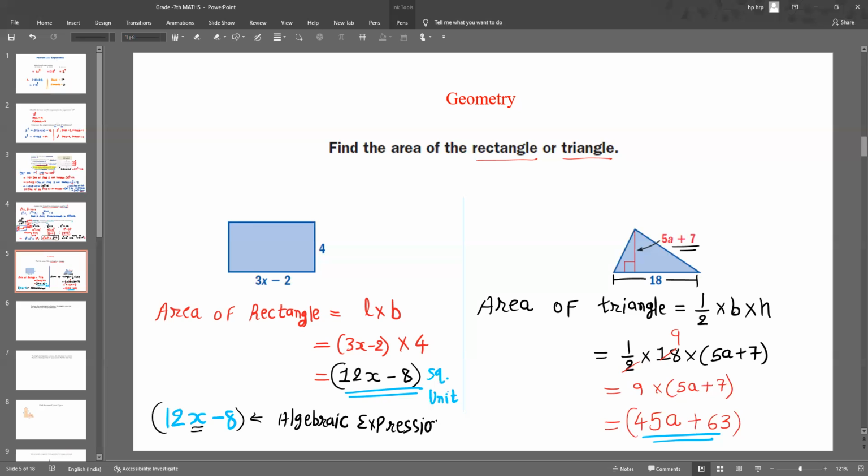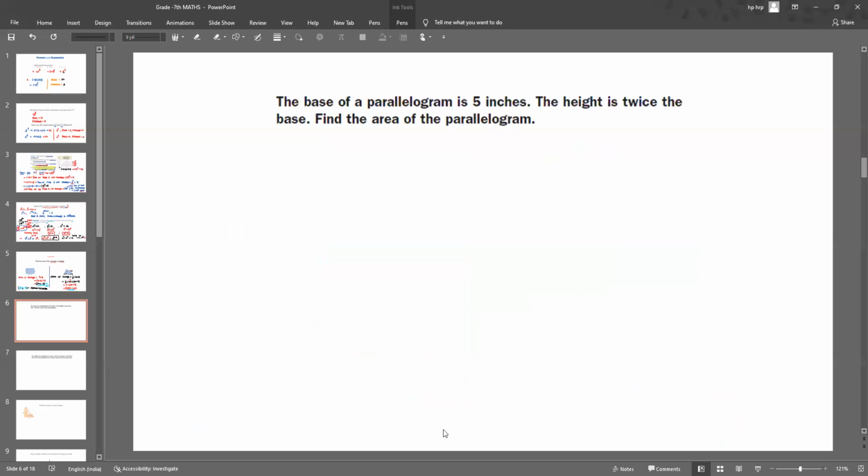Okay, now I can give you another question. Just a second. So now we have this question. Here you can see that the base of a parallelogram is 5 inches and the height is twice the base. Then you have to find the area of the parallelogram. So can you try to solve this question? Okay. You know what is the formula of area of parallelogram? It would be base times height. Yes, correct. Base into height.